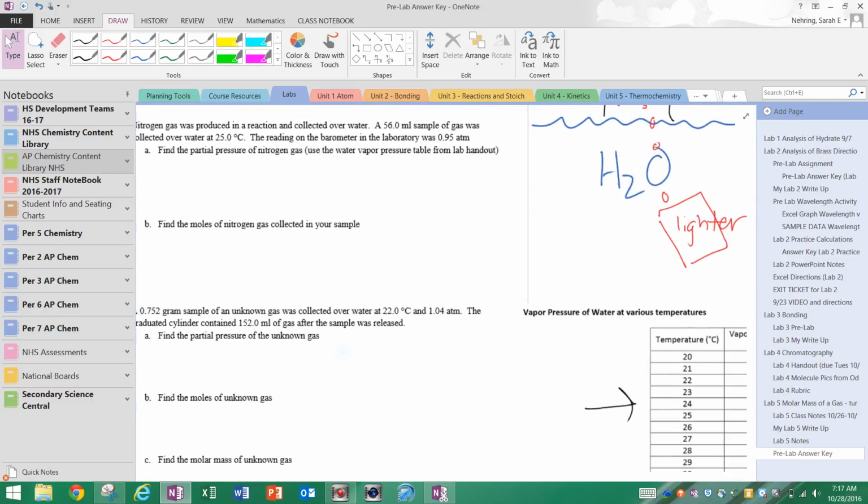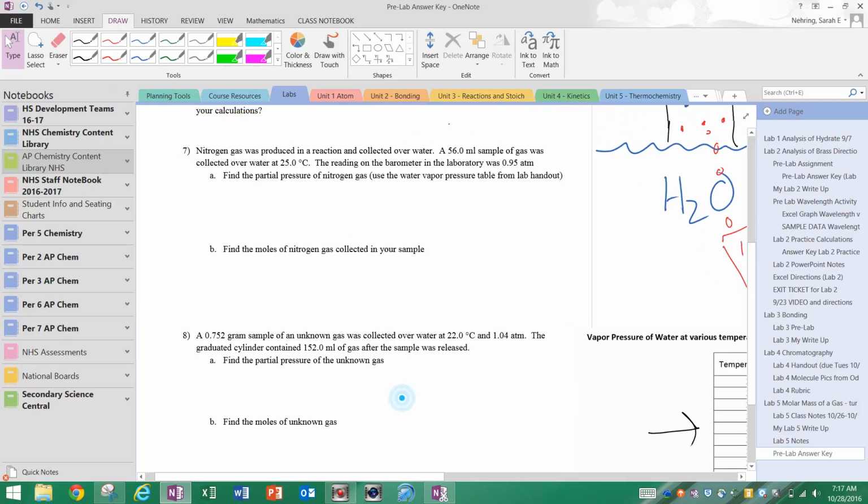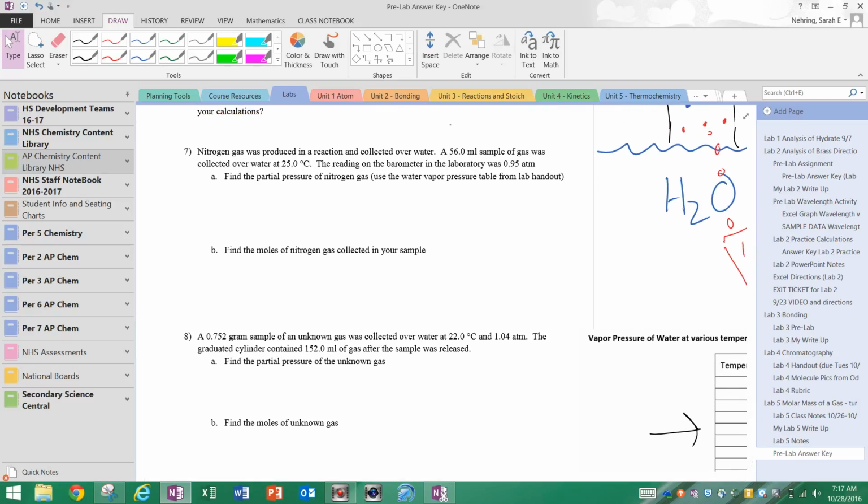Okay, so let's look at problem number 7. Nitrogen gas is produced in a reaction and collected over water. We've got a volume here, and we've got a temperature, and we've got a pressure reading. So first question is find the partial pressure of nitrogen gas.